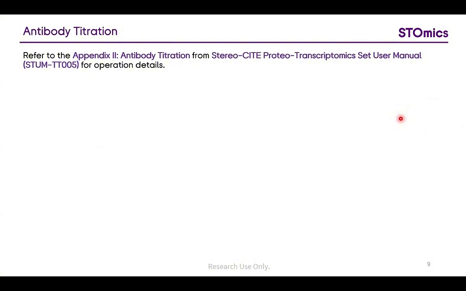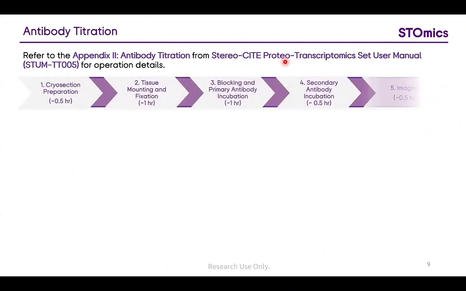The first part is the antibody titration, and you can refer to the operation details in Appendix 2 of our Stereo-CITE proteo-transcriptomics set user manual. Briefly, first you have your cryosection ready. You section it out, mount it, and fix it on the glass slide. And then you apply a blocking buffer, incubate with primary antibodies and secondary antibodies, and assess the best concentration through imaging.